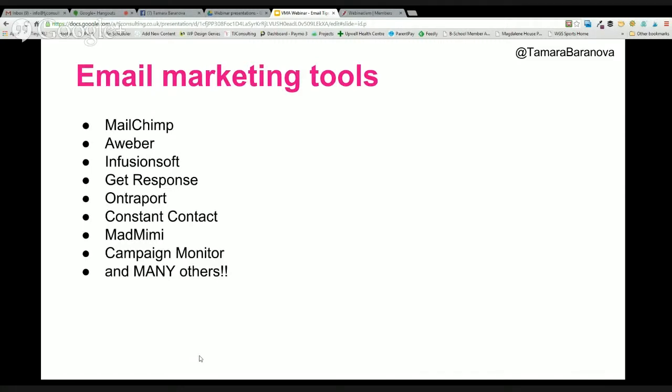There are tons and tons of systems in the market, like MailChimp, Aweber, Infusionsoft, GetResponse, Entrepot, Constant Contact, MadMimi, Campaign Monitor, and many, many others. And each of them obviously can do the same basic things. They can send emails to people who sign up for your list. That's why sometimes it's quite tricky to choose which one is going to be the right one for your particular business. And that's what we're going to talk about next.